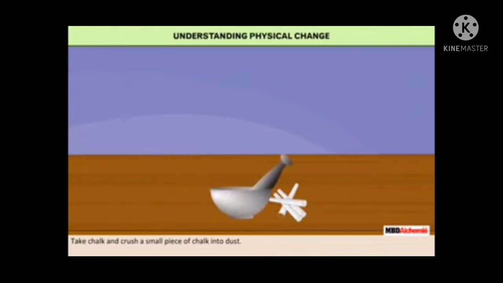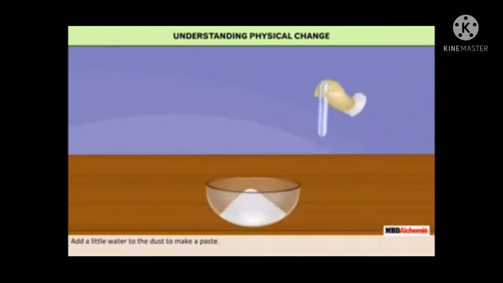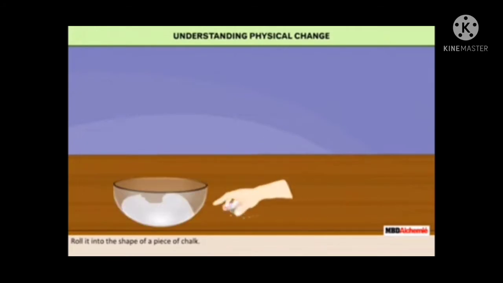Consider another example. Take some chalk and crush into dust. Add a little water to the dust to make a paste. Roll into the shape of a piece of chalk and let it dry. Did you recover the chalk from the dust? Yes, we will obtain the chalk. So, it is a physical change.